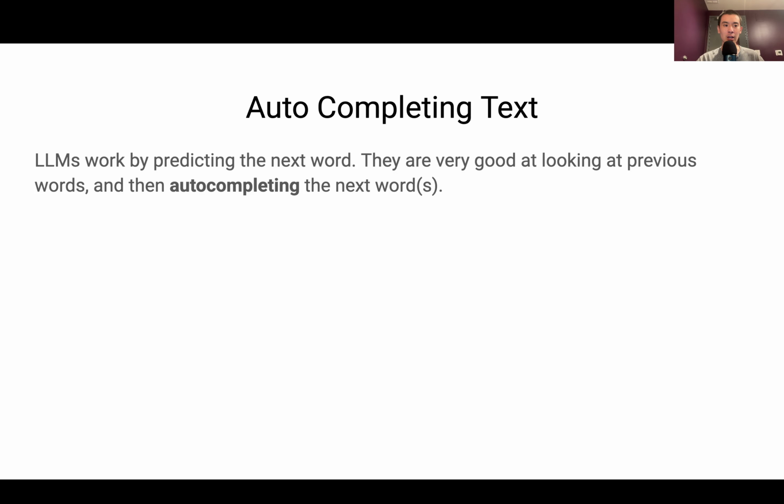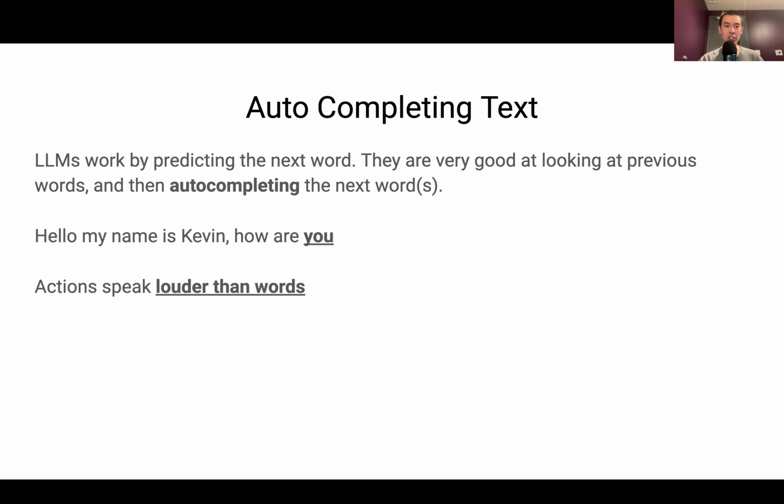LLMs work by predicting the next word. They are very good at looking at previous words and then auto-completing the next words. For example, if I give it the text "Hello, my name is Kevin, how are," and I ask the LLM to predict the next word, hopefully it should say "you." Or if I give it "actions speak" and then blank, if the LLM is good, it'll predict that the next words should be "louder than words."